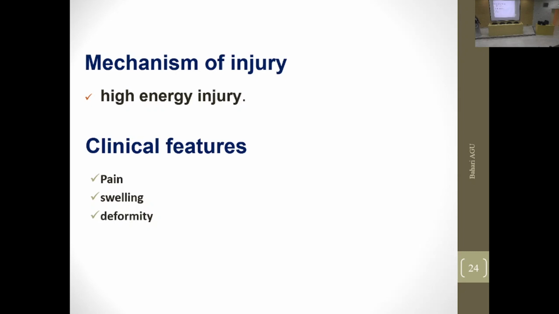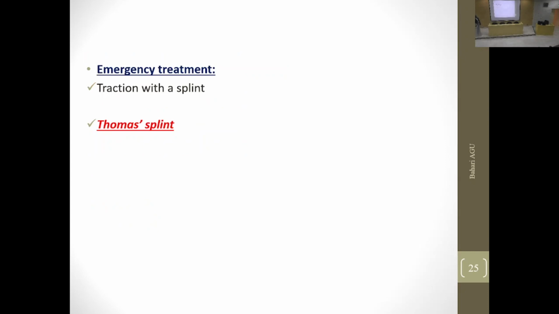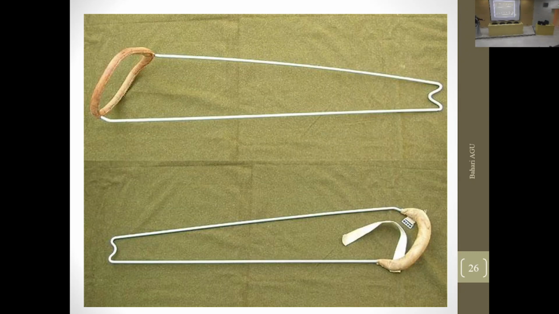Okay, we go further for clinical features like pain, swelling, deformity, and treatment: traction with Thomas splint, in order to alleviate pain. This is the Thomas splint. We will show some of you in AGU week the Thomas splint and its application.